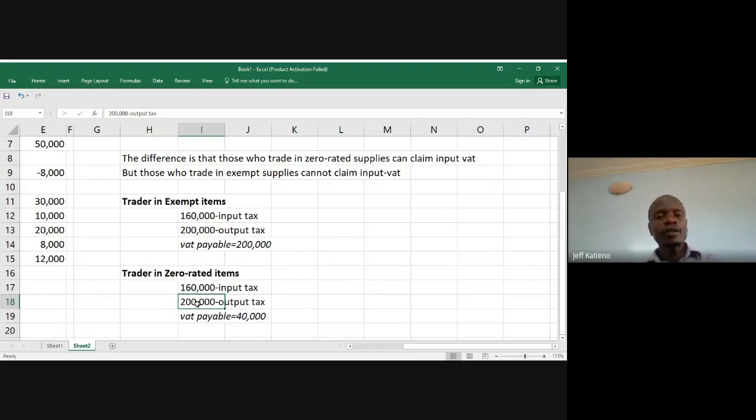But there's something that I've not indicated here. If you are zero rated, I think this is fine. No, this is not fine, assuming that you are dealing exclusively in zero-rated items. Then it means that you are not going to pay tax on the item. So your output tax is zero. Your output tax is nil.